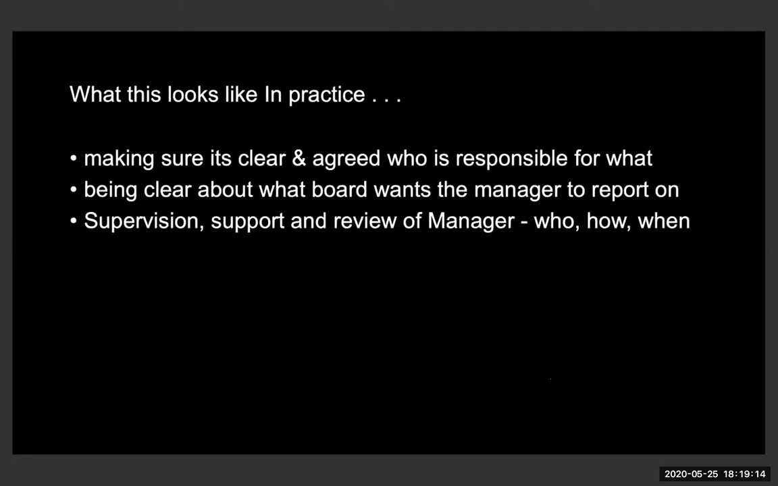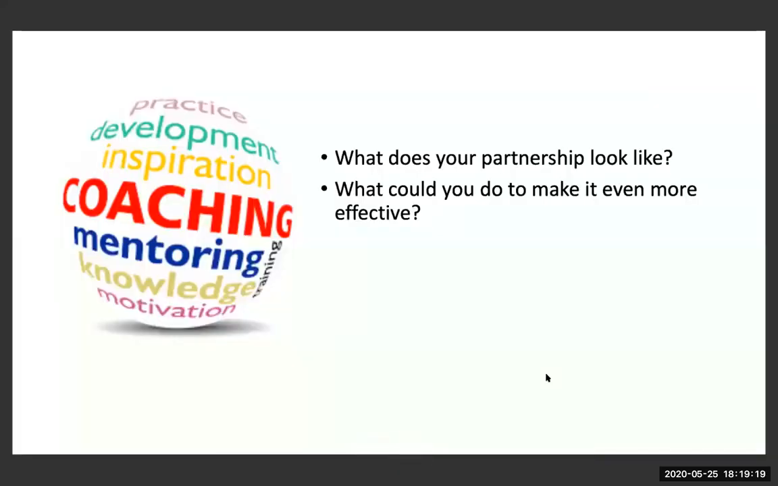But performance appraisals are not just about monitoring how well someone's doing, it's actually about providing coaching and support for people. So a couple of really good questions for boards to ask are: what does your partnership look like, and what could you do to make it even more effective? Also, have conversations just as a board without that key person in the room, so that you can openly and honestly talk about how you can support that person without them having to listen to themselves being discussed in the third person. So possibly the most important relationship is between the staff and the board.